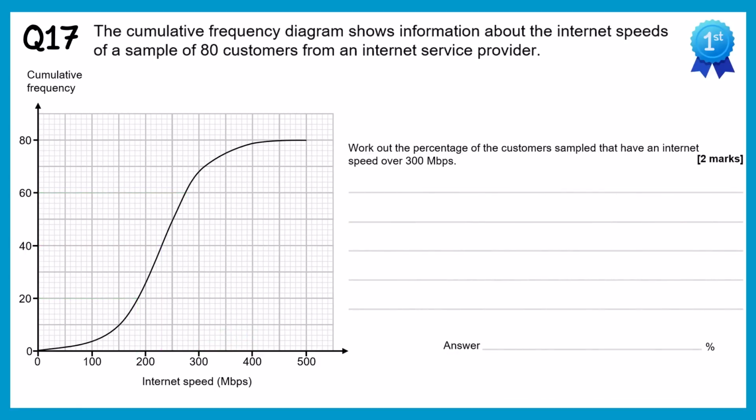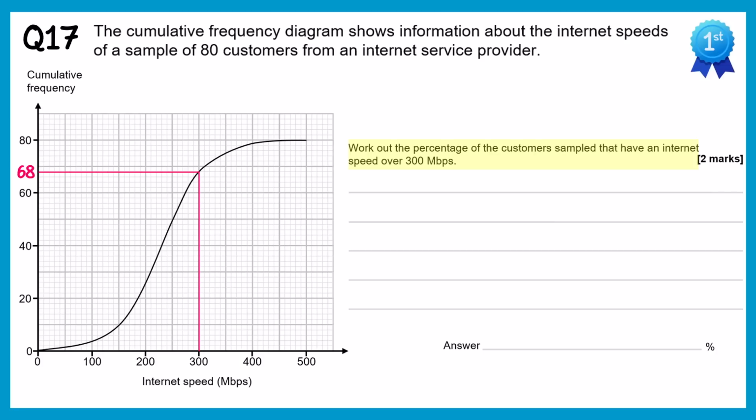In the second part of the question, we need to work out the percentage of the customers sampled that have an internet speed over 300. So this time we start with the internet speed 300, go up to the curve and then across to read off the cumulative frequency, which is at 68. This means that 68 of the customers have an internet speed up to 300, but we want to know how many have an internet speed more than 300.